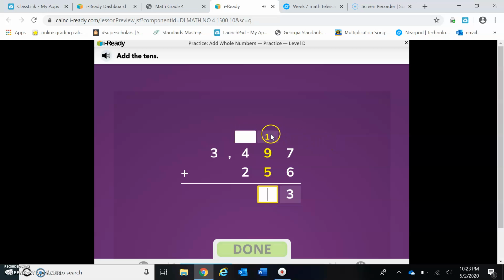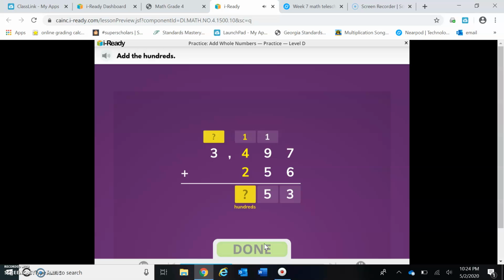All right, so remember, I had to regroup this 1, so I can't forget it. 1 plus 9 is 10. 10 plus 5 is 15. So I'm going to type in my number 5, and I'm going to regroup that 1 over into my hundreds place. Yay.